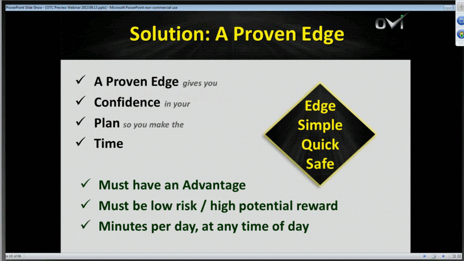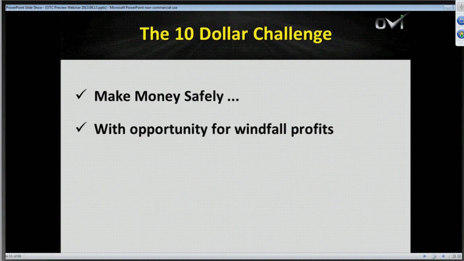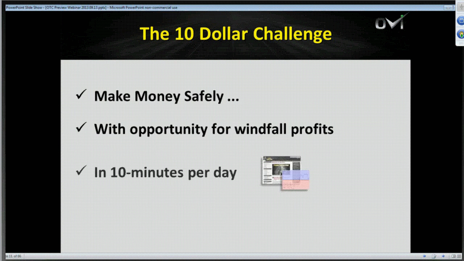So I might be able to place my trades out of market hours, but I don't want to be stuck to say, I can only trade at 4 a.m. or something silly like you get in the Forex markets. And again, it's all about having an edge, having a simple method, or being able to implement it in a simple way, having it to be quick, and making it safe. So that's the basic premise of what we're doing.